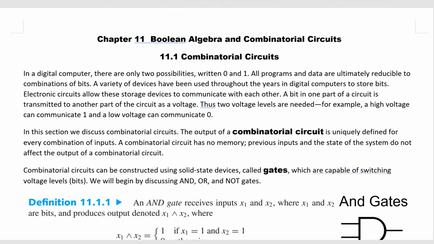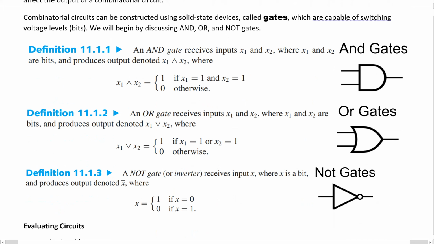Combinatorial circuits can be constructed using solid-state devices called gates, which are capable of switching voltage levels at high speeds. We'll begin by discussing AND, OR, and NOT gates. So here are the definitions. An AND gate receives inputs x1 and x2, where x1 and x2 are bits, so they're either 0 or 1, and produces output denoted x1 AND x2.